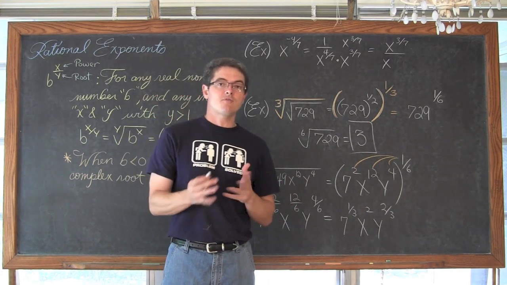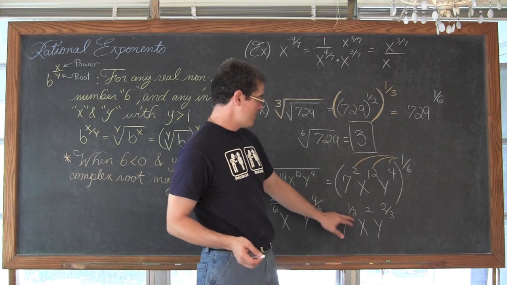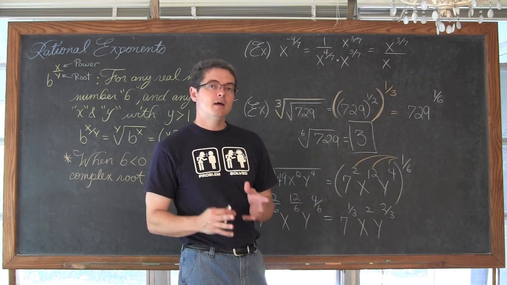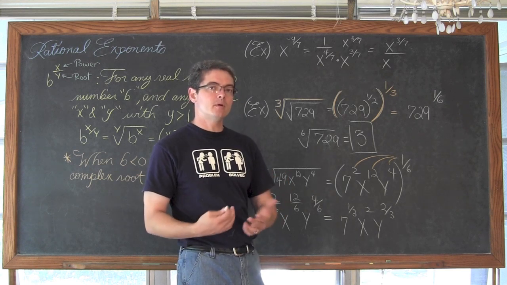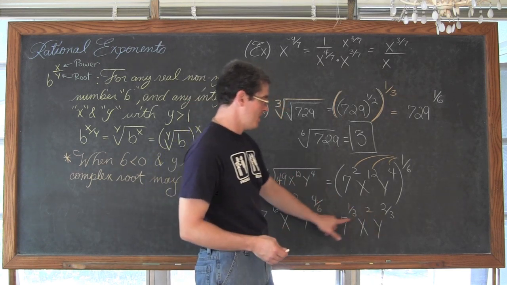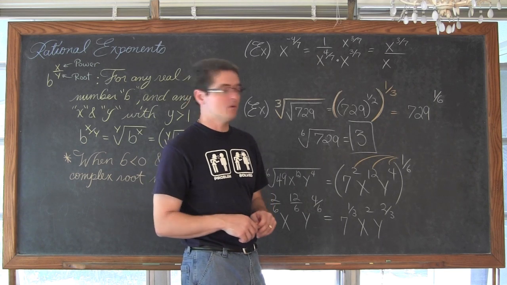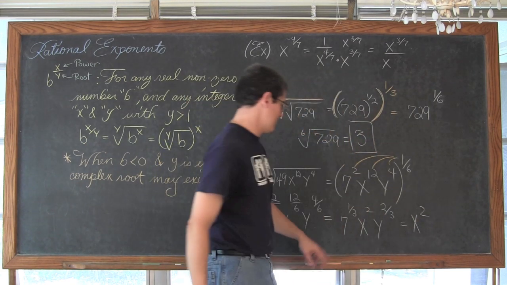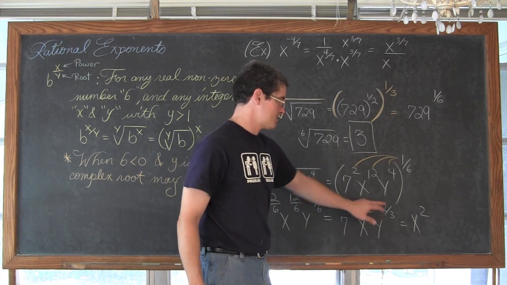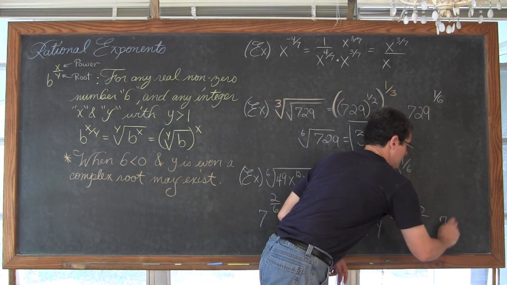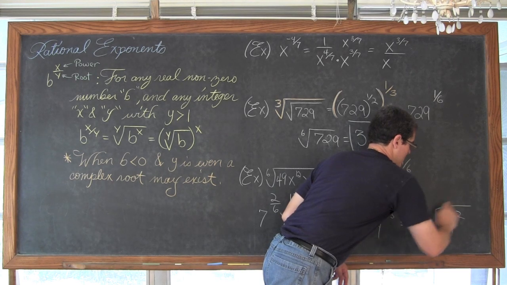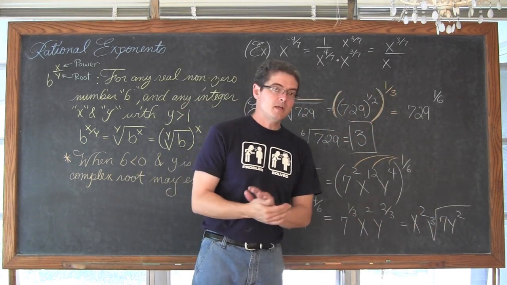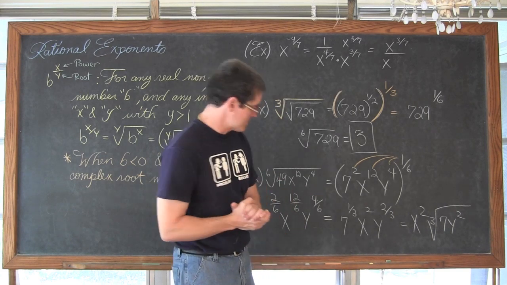Okay, so we can write that as our final answer, or if we want to go back into radical form, because that is the format of our original problem, we have a third root of 7 and a third root of y. So both the 7 and the y have that same root applied to them, so we can put these very easily into one radical and say that this is equal to x squared times the third root of 7y squared, because of that denominator of 3.